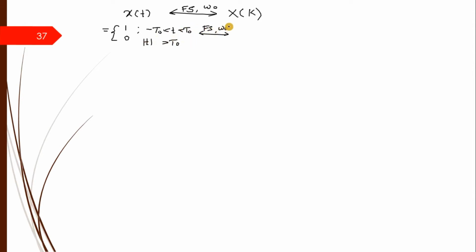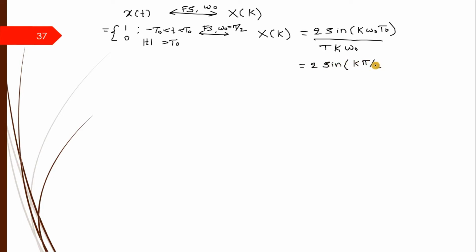So FS omega naught is equal to pi by 2. Here x of k is equal to 2 into sine k omega naught t naught divided by k omega naught. It is taken from FS. If you refer to the FS coefficient extraction topic in chapter 3, you will find the same equation. Now I go on substituting 2 into sine k omega naught. Why am I taking omega naught as pi by 2? Because omega naught is nothing but 2 pi by T. So what is T?